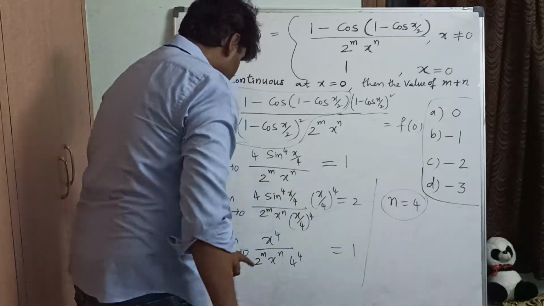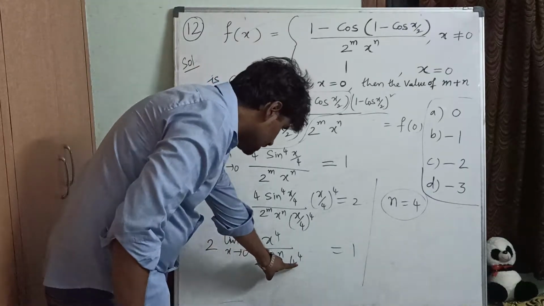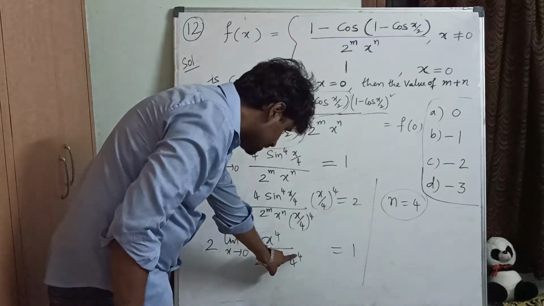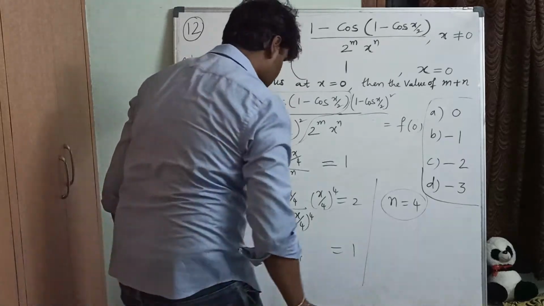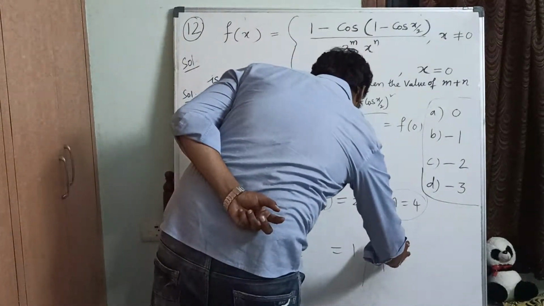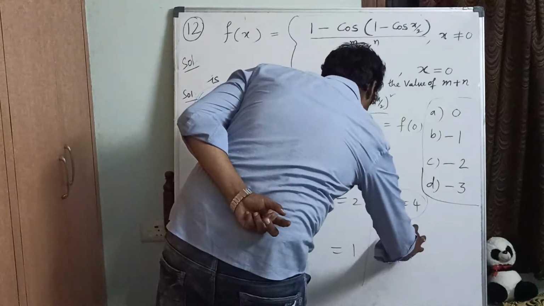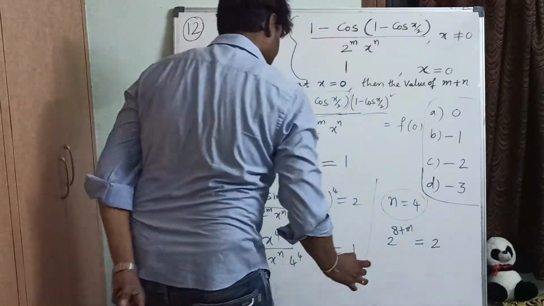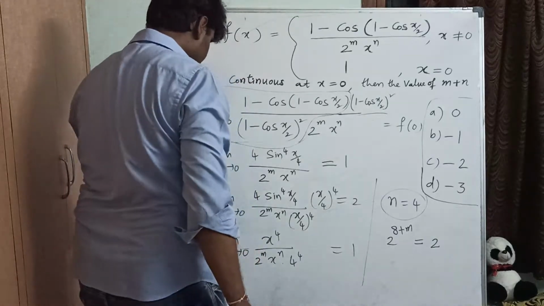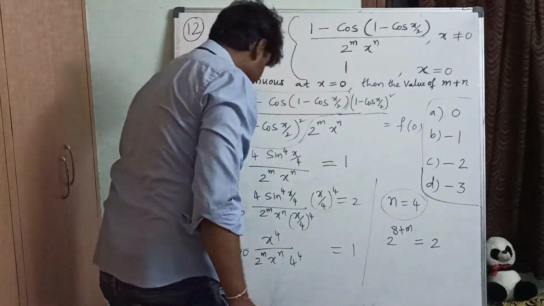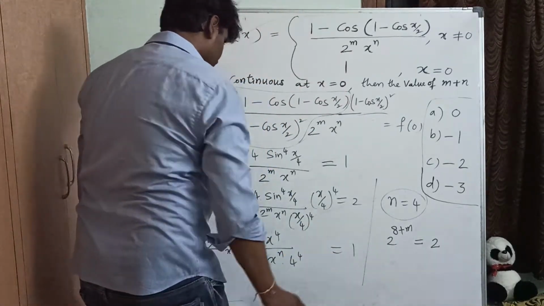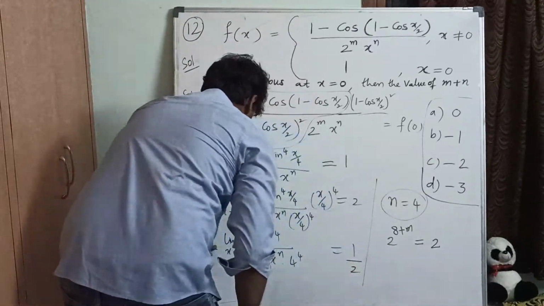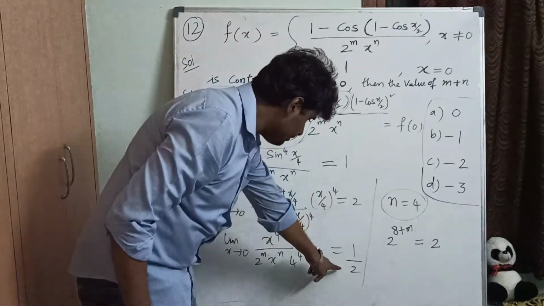That means here 2 power, here 4 power 4 means 2 power 8. So 2 power 8 plus m equals 2 power 1. Okay. So in 2 power 8 plus m, this 2 goes there, by 2 here. So anyway, 1 by 2 we can write, right? This 4 comes down, 1 by 2 we can write.